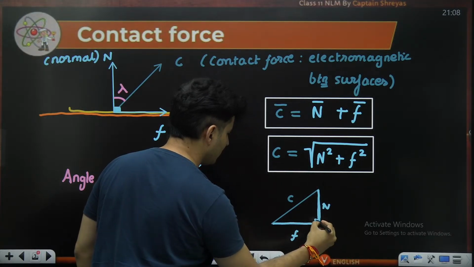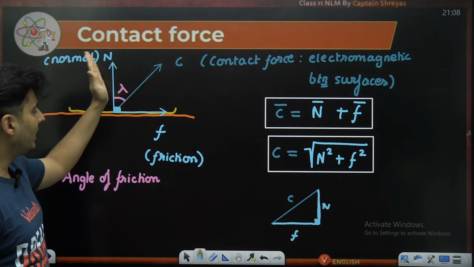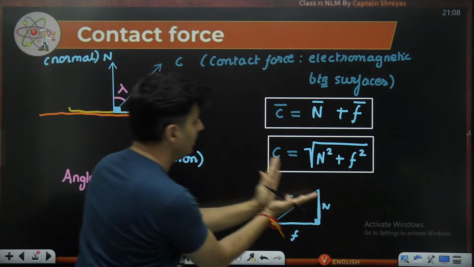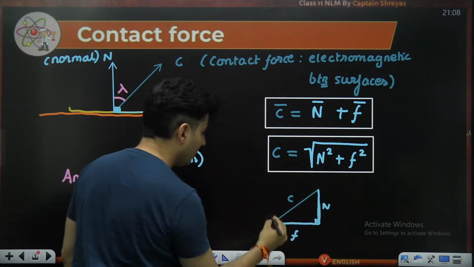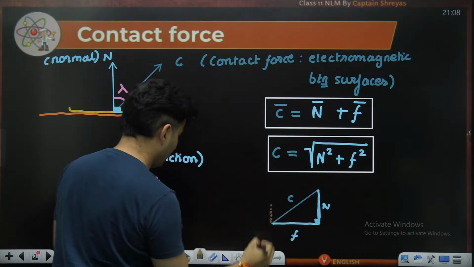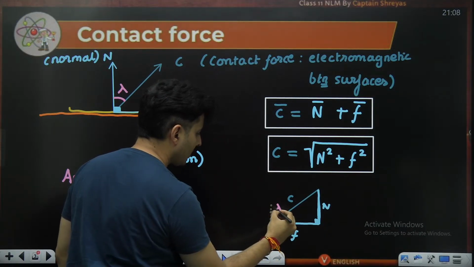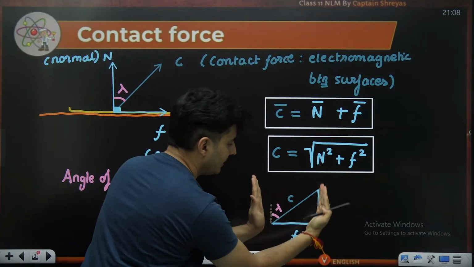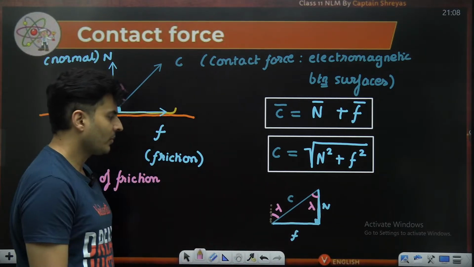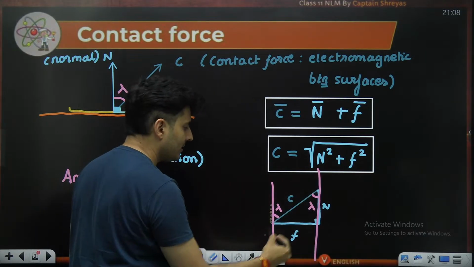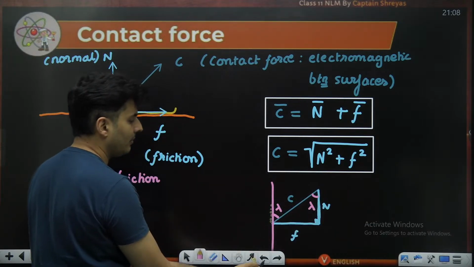So this is 90 degrees. The angle between normal and contact, this particular angle, was lambda. So if you think carefully, you will realize that this is basically your lambda. If this is lambda, parallel lines intercept, so this is also going to be lambda. These are two parallel lines and this is an intercept. So if this is lambda, obviously this is also going to be lambda.